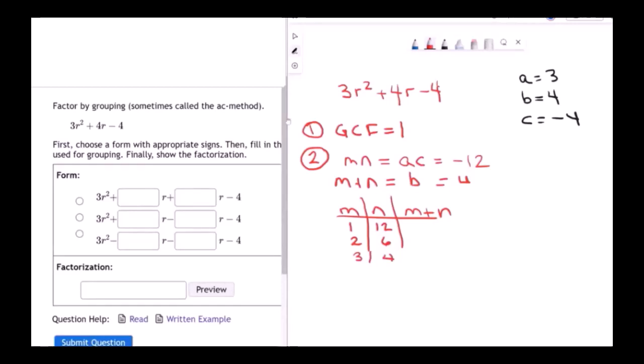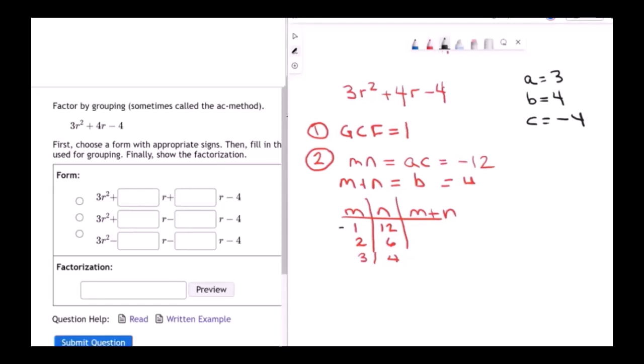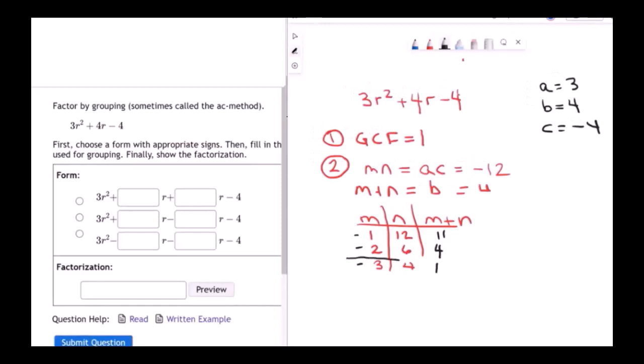AC is -12. I'll make this side negative. And this gives me 11, 4, and 1. These are the numbers that I need: -2 and 6. Here's where it changes.